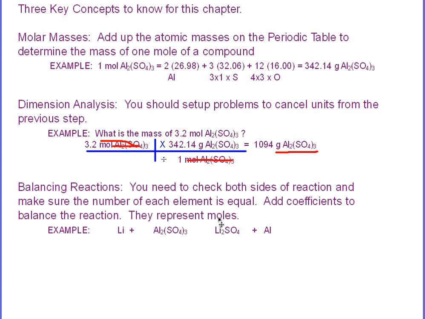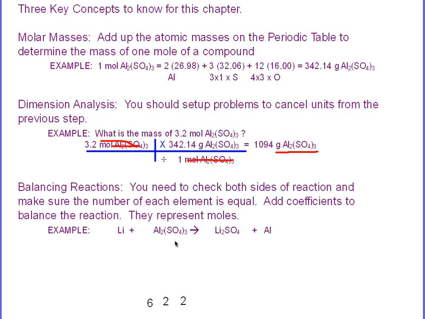And the last thing that we really need to review for Chapter 9 is balancing reactions. You need to check both sides of the reaction to make sure each element is equal on both sides. So let's look at this example problem. Notice that we're starting off with 1 lithium, but on the other side we have 2 lithiums. That might mean we need a coefficient of 2 here. But let's see what else needs to be changed. We have 2 aluminums. There's only 1 aluminum. That might mean we need a 2 here.